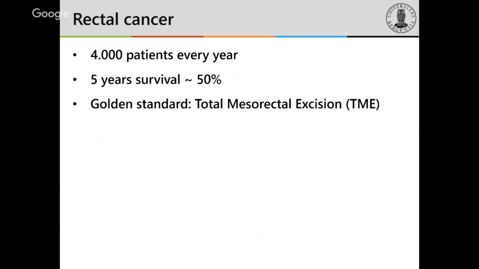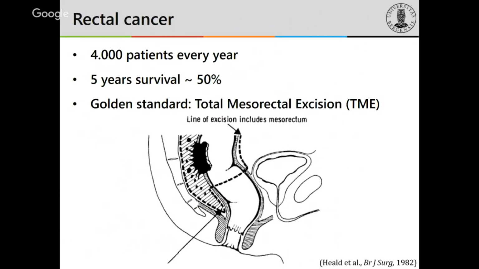And in this procedure, what they're doing is they're taking away the part of the rectum that contains the tumor, as well as all the fatty tissue around it, the mesorectum. So this is quite an invasive surgery, but it has drastically improved the survival rate of the disease.